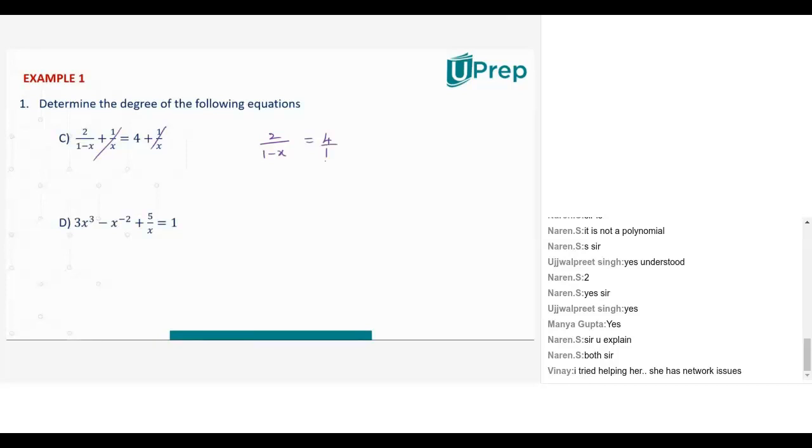Now 4 I'll write it as 4 by 1. Can I cross multiply? 2 into 1 is 4 times 1 minus x. 2 equal to 4 minus 4x. That gives me 0th degree, 0th degree, first degree. So what is the highest power?